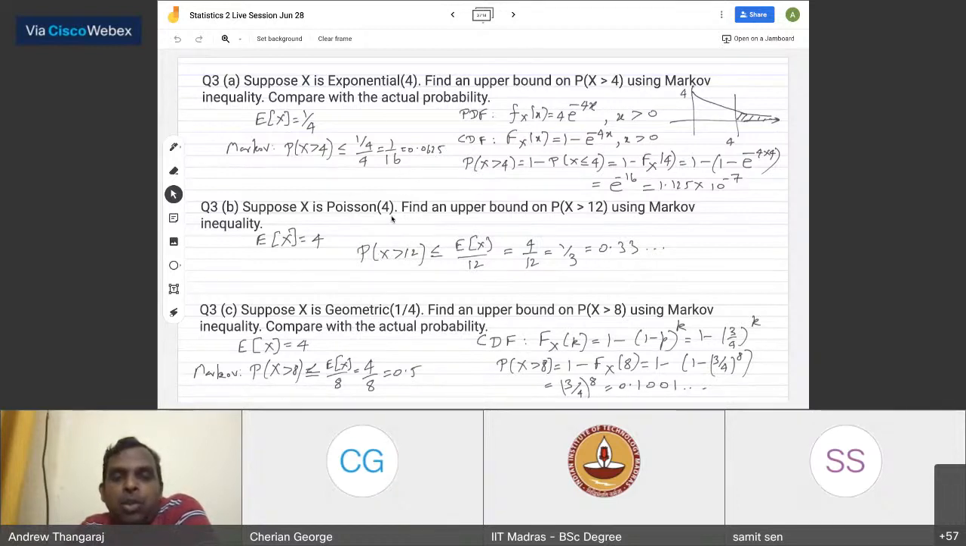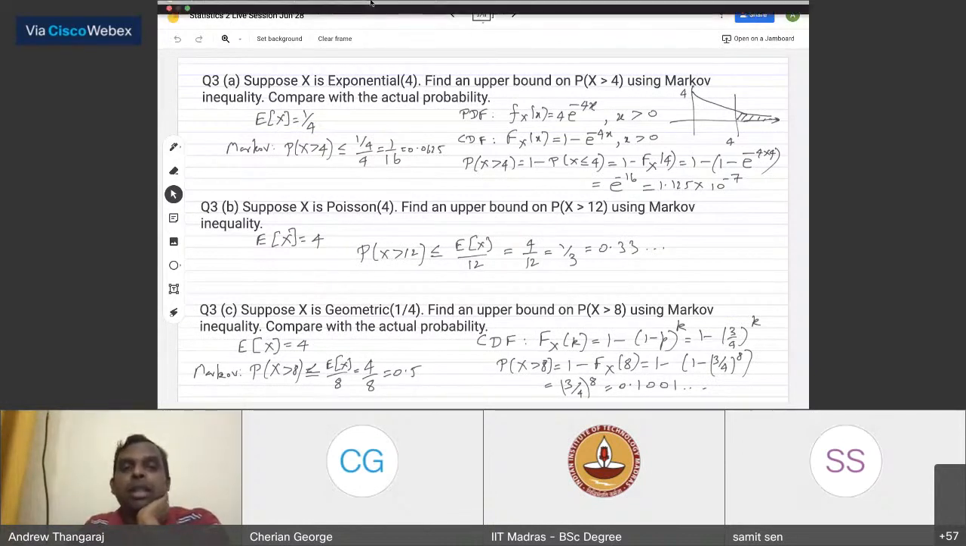Same thing with Poisson: X greater than 12 is 4 by 12, 1 by 3. Geometric, again the same formula, expected value of X is 4. Just be careful with all these calculations. Pay that extra bit of attention to the formula. But even for the geometric case, you see 0.5 and 0.1, so the upper bound seems really, really off. So that's the solution. Once again, the solution PDF will be shared with you. There's no need to furiously copy.